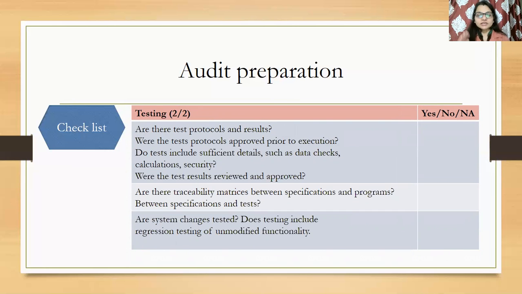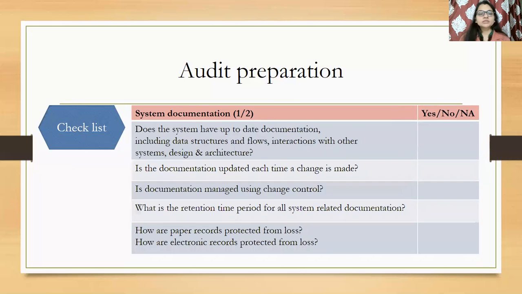Are there traceability metrics between the specification and the program, between the specification and test? Are system changes tested? Does testing include regression testing of the unmodified functionality? System documentation. Is the system documentation up to date? Is the documentation updated each time a change is made? Is documentation managed using change control?